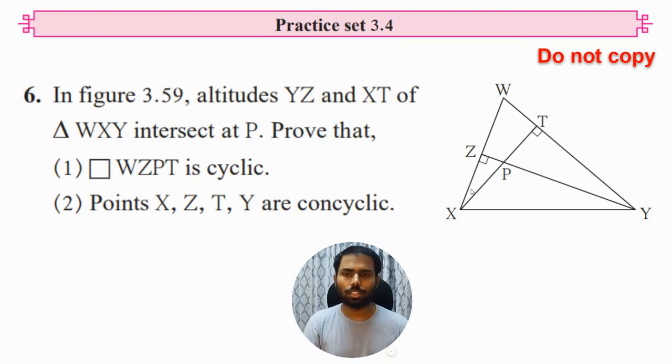Okay, so I'll solve this sum for you all. You all can keep watching. If you want, you can pause the video and try it yourself. If you don't want to think and want to directly see the answer, I'm going to show you the answer directly. So quadrilateral WZPT has to be shown cyclic. How will you show it?